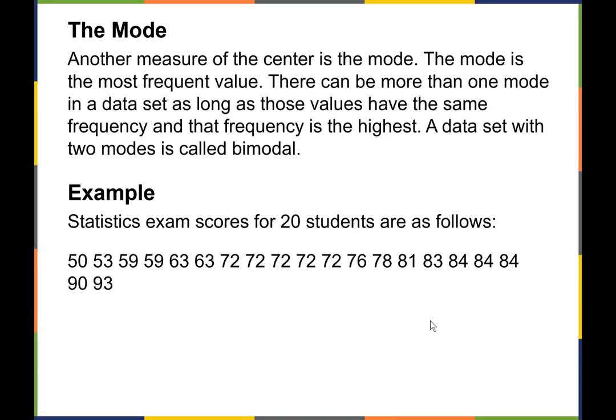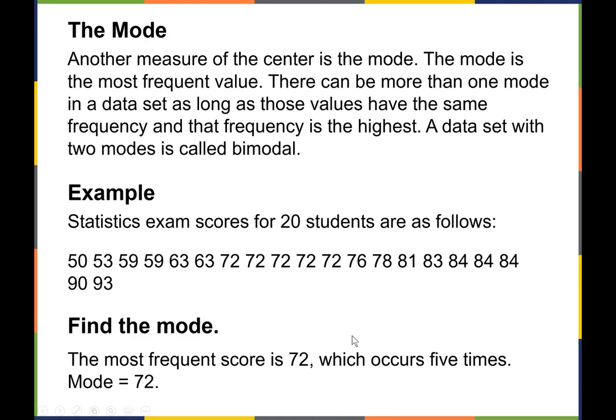All right, so the last new statistic we're going to learn today is called the mode. This is another measure of center, and it is best used in very large data sets. The mode is the most frequent value. It is okay to have more than one mode as long as both modes have the same frequency and that frequency is the highest. That's called bimodal. So here's an example of 20 scores from a statistics test. The mode on this one is going to be 72 because you can see it happens 1, 2, 3, 4, 5 times. So it occurs 5 times. You just write mode equals 72.